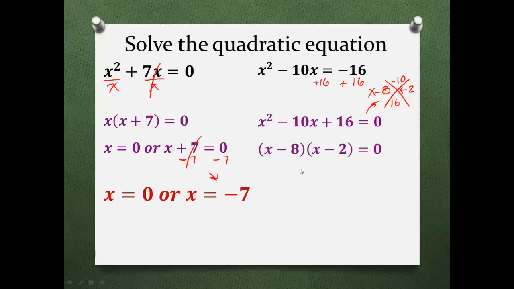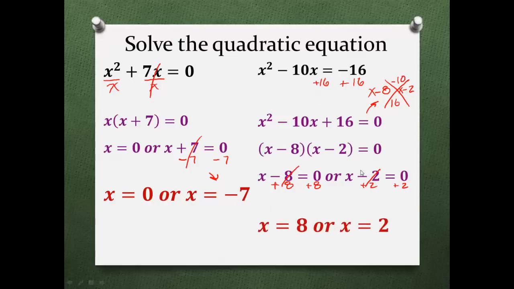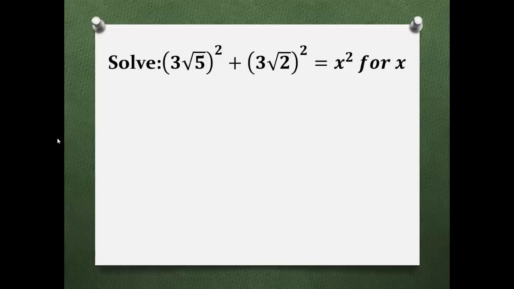Okay, once you've done that, you can just set those both equal to 0, and then we'll have to, of course, add 8 to both sides here, add 2 to both sides here, leaving us with x equals 8 or x equals 2. Okay, so hopefully you get the idea there. And again, let's move on.